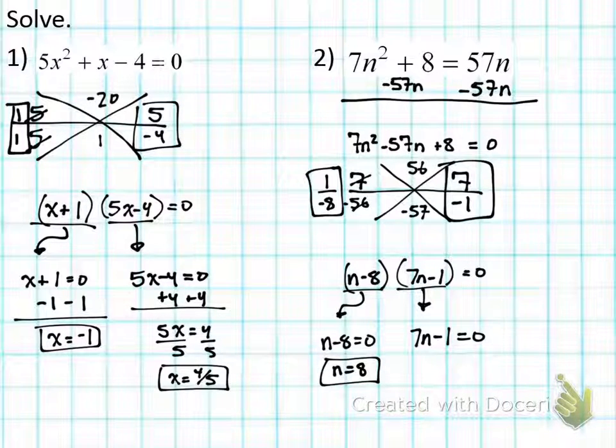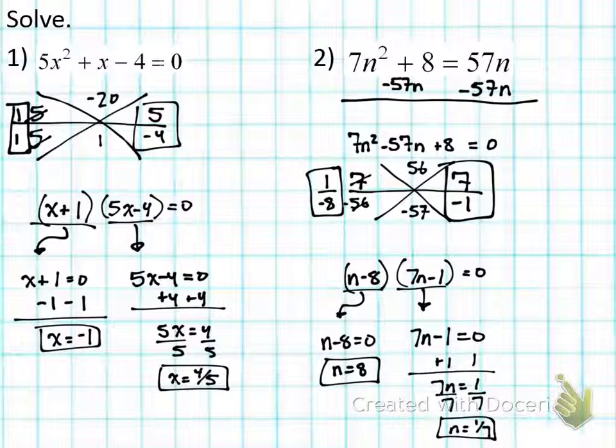That's my first answer. Then the second one, I have to add 1 first to both sides. We got 7n is equal to 1, and then divide both sides by 7. We got n is equal to 1/7. Okay? That's it. I expect a fractional answer.